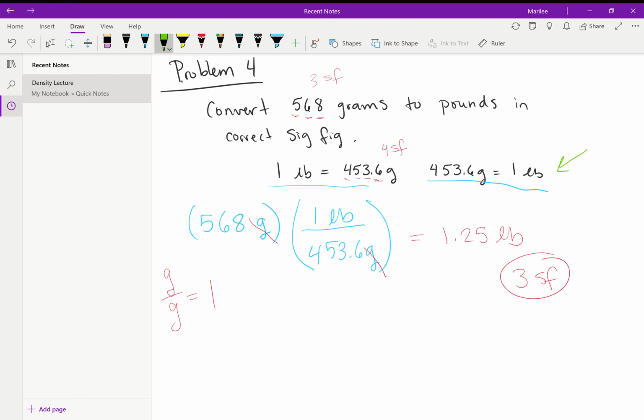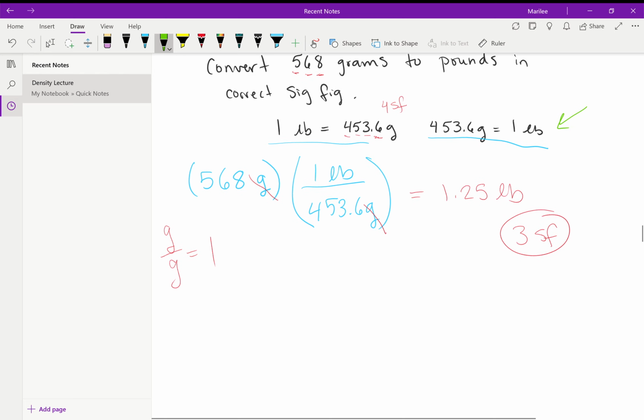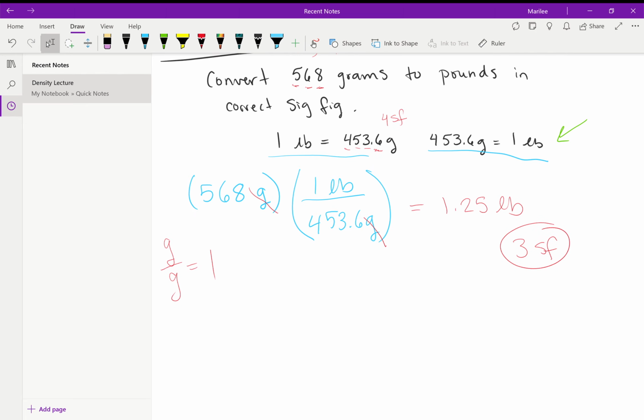So let's say we used this conversion. Let's see how that's going to work out. This is why it's important to keep your units when you're calculating. We have 568 grams times 453.6 grams per 1 pound. Now, you see how we can't cancel out grams, we can't get rid of pounds, so what do we end up with? If we do the math here, we have 568 times 453.6, which is 257,644.8.